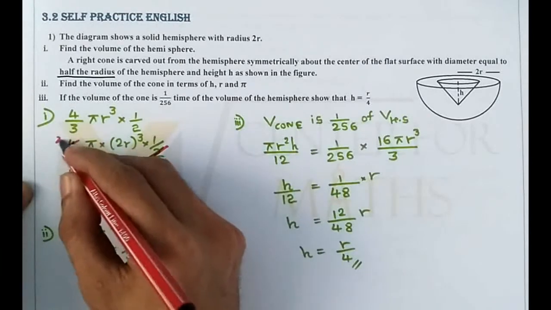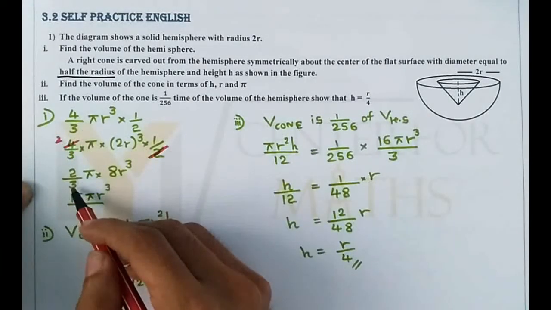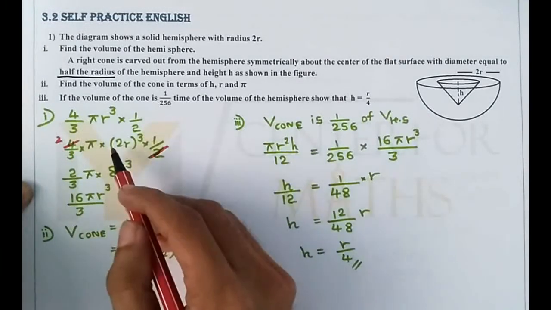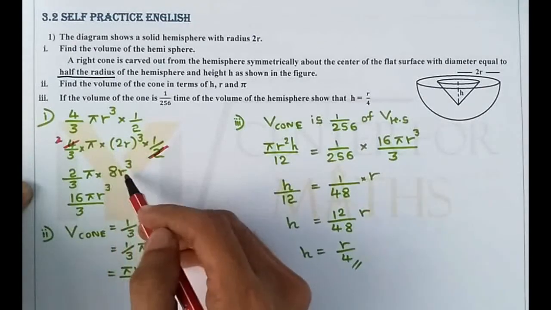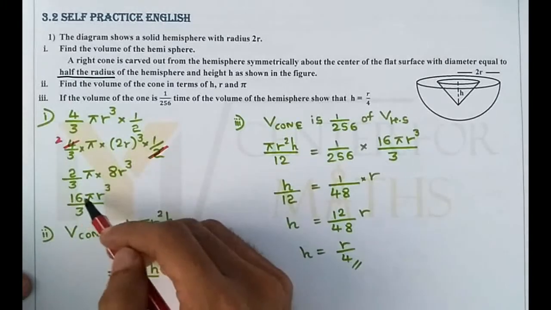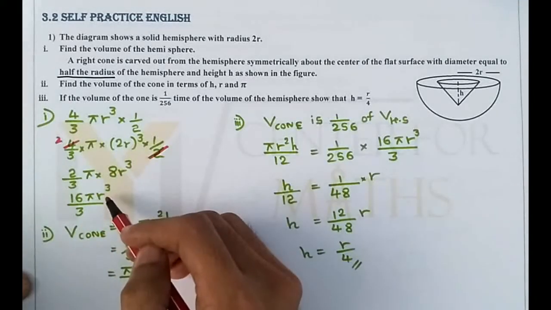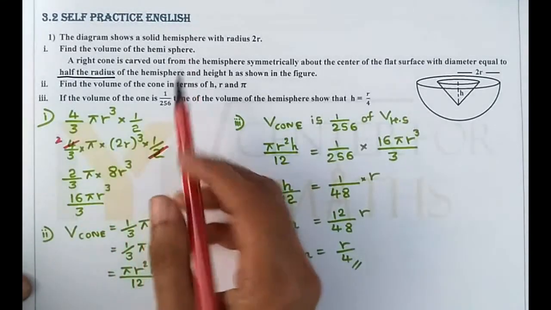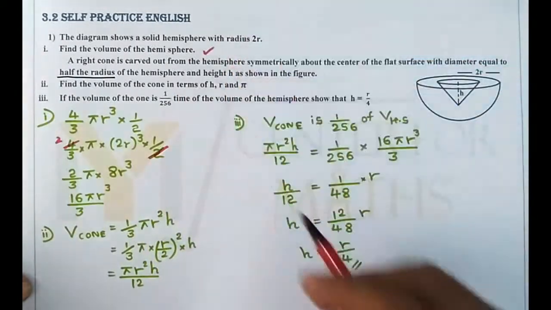3 to 2 we can cancel, then 2 is there, so I mark that 2π, and 2 to the power 3 means 2 into 2 into 2, and the answer is 8r to the power 3. And now we can multiply them both. 2 times 8 is 16, π is remaining, as well as r to the power 3. So that is the volume of the hemisphere. So the first one is clear.